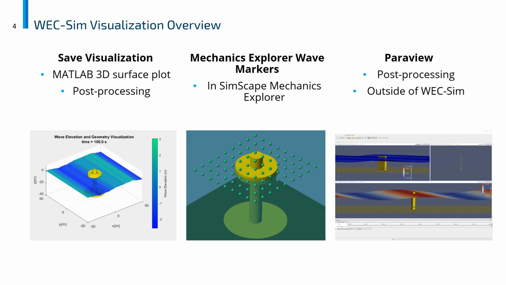And lastly, the ParaView option is a post-processing visualization option, where the results from the WEC-Sim simulation are saved as a ParaView file, and then you can load that into ParaView, which is a separate software outside of WEC-Sim, in order to apply different visualization features for the body's surface elevation, forces, etc.